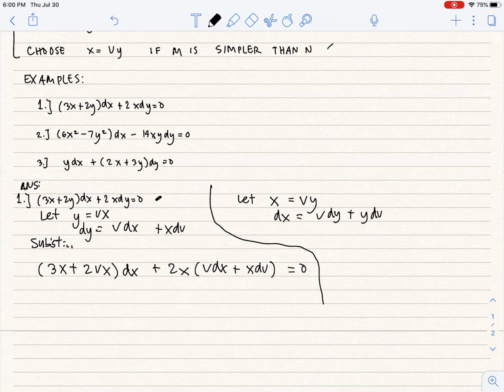So gamit ni na DE, ato ang i-insert ang value sa x and y. So this is now 3x is vy plus 2y dx, which is v dy plus y dv, plus 2x is vy dy equal to 0.